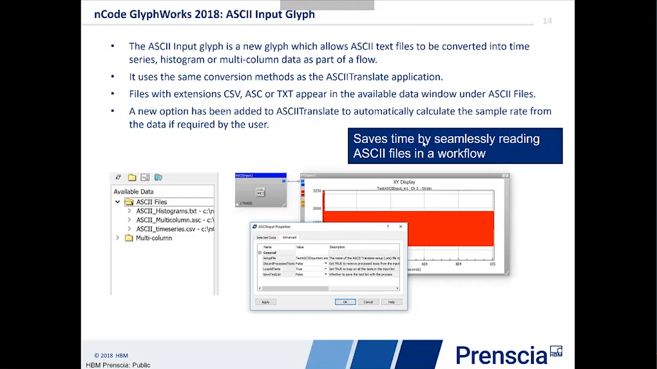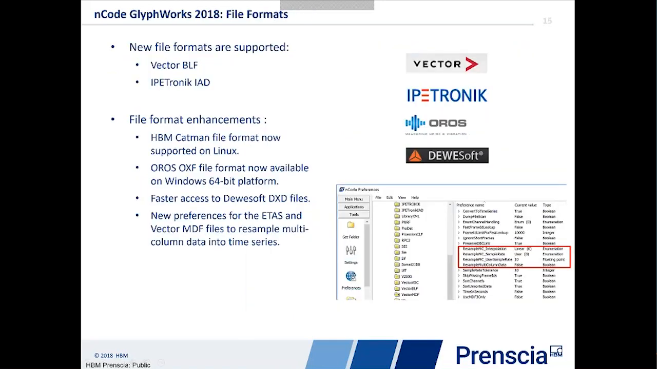Still talking about input data in terms of file formats, we've got new file formats supported natively in the software, namely in Glyphworks: the Vector BLF file format and the IPtronic IAD. Both Vector and IPtronic are suppliers of data loggers, more specifically in the automotive world for monitoring the CAN bus. They produce those file formats, which contain typically CAN data. So we read them natively in the software now from version 2018.